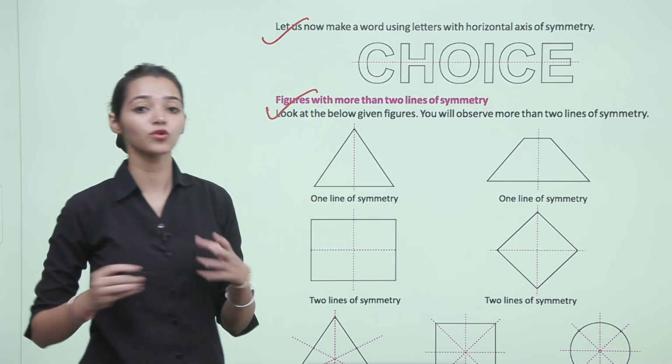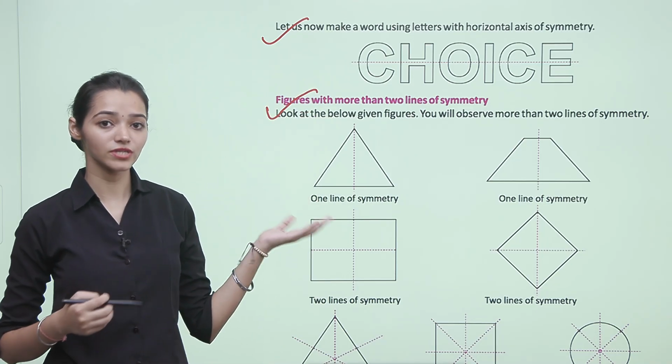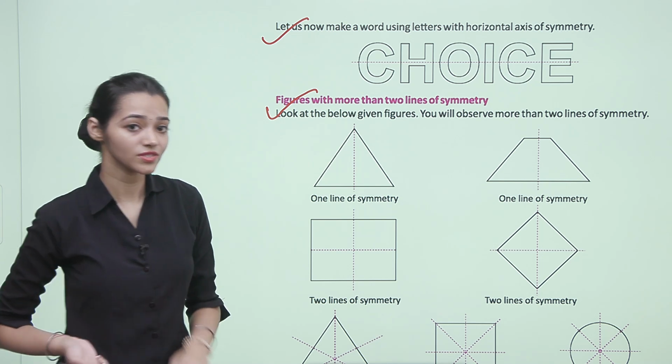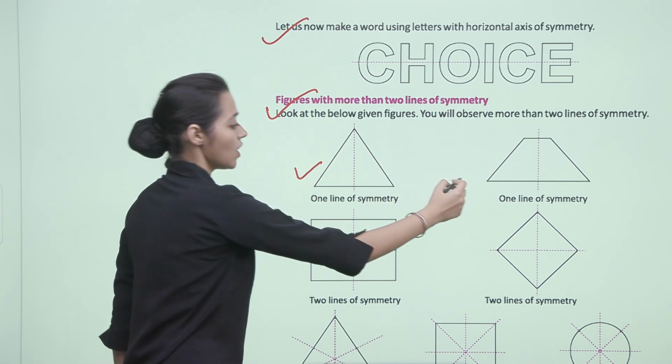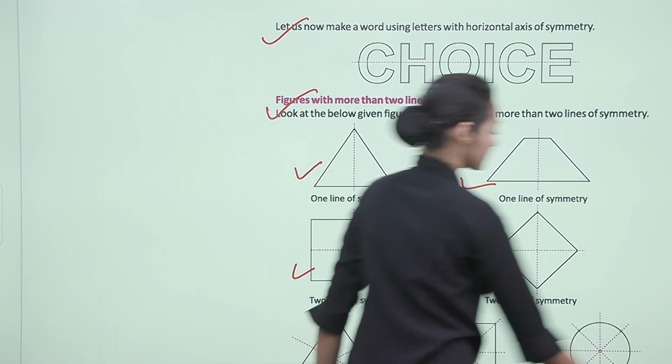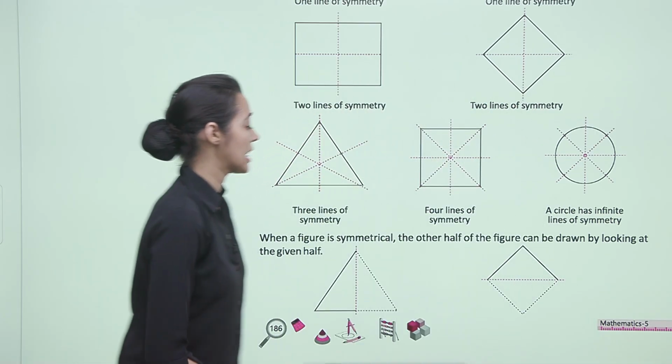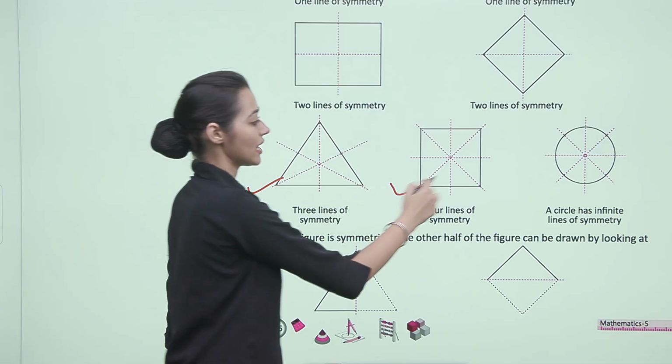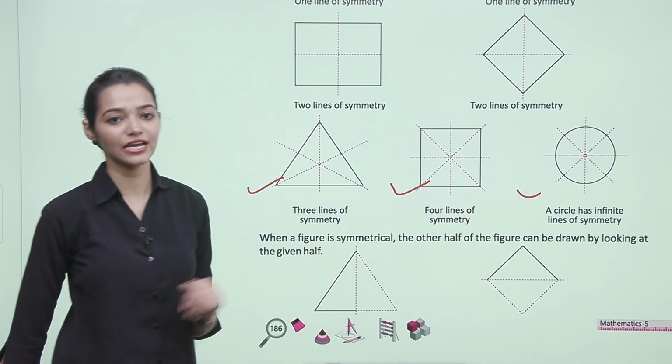Now here are figures with more than 2 lines of symmetry. Look at the given figures. You will observe more than 2 lines of symmetry. Here is 1 line of symmetry, 1 line of symmetry, 2 lines of symmetry, 2 lines of symmetry. The next one has 3 lines, 4 lines and a circle has infinite lines of symmetry.